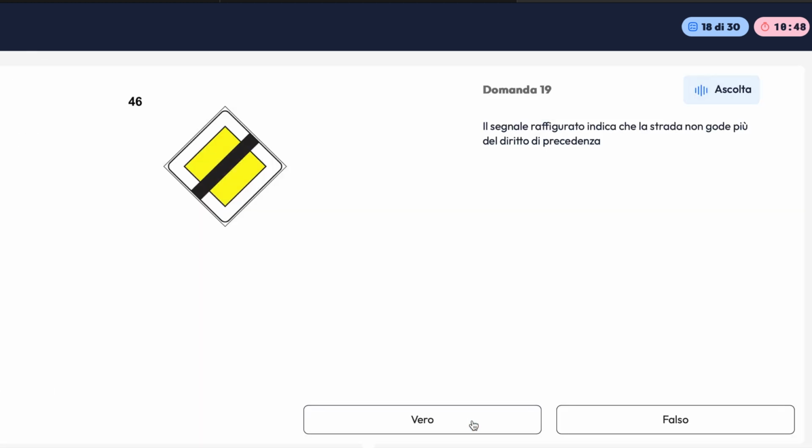Question number 19. Il segnale raffigurato indica che la strada non gode più diritto di precedenza. So if you are driving and you come across this sign, it simply means you don't have precedenza anymore. And the question is letting you know the road you are driving on, you don't have precedenza anymore, so you need to give right to the vehicle coming from the right side of the road, which is vero.